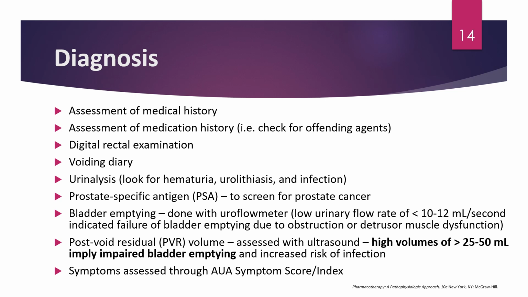A lot of times we might actually look at a post-void residual volume, and this is assessed with an ultrasound. So basically, in the bladder area, we'll look to see how much urine is left in the bladder after a patient goes to the restroom. And if a patient has a high volume, more than 25 to 50 milliliters, that may imply impaired bladder emptying.